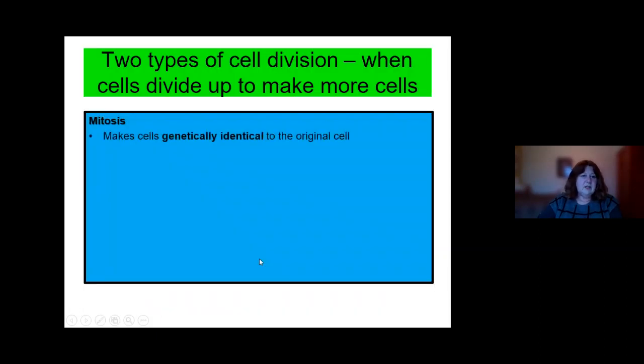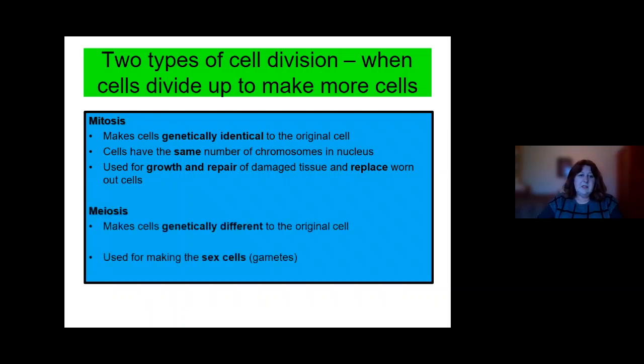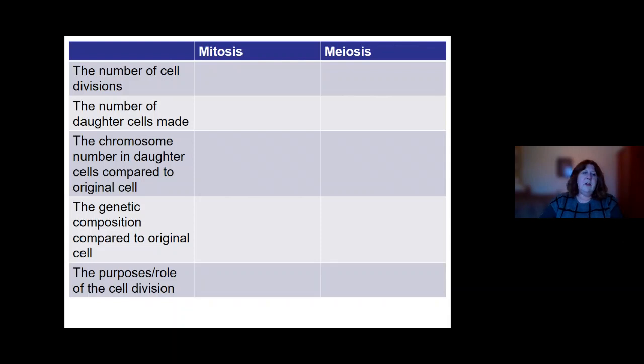And just as a little summary, in mitosis they're genetically identical, same number, growth, repair and replace, whereas in meiosis this is where the sex cells are made, the gametes. They are genetically different, as we've said, and they contain half the number, so they're haploid and not diploid. So that's a summary of all of those things.